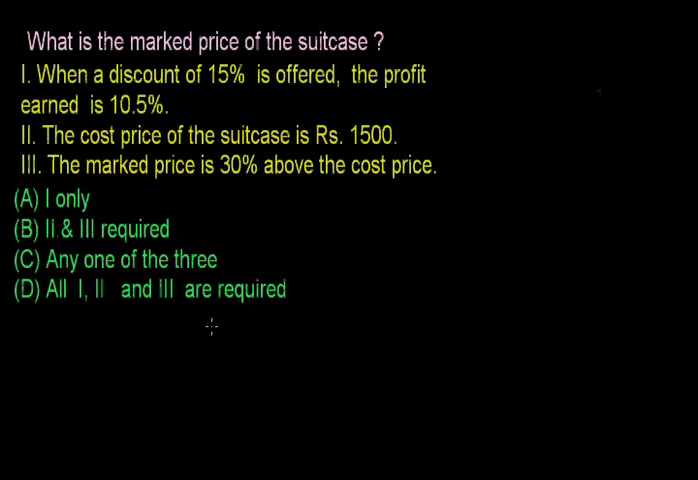Now, what is the market price of the suitcase when a discount of 15% is offered? The profit earned is 10.5%. The cost price of the suitcase is 1500. The market price is 30% above the cost price. What is the market price of the suitcase?